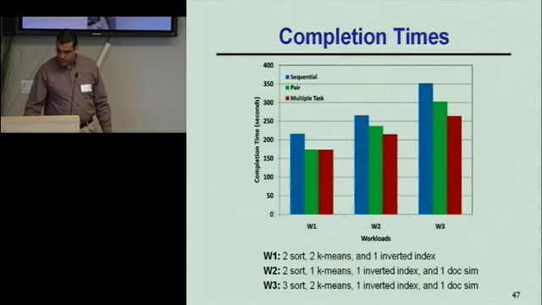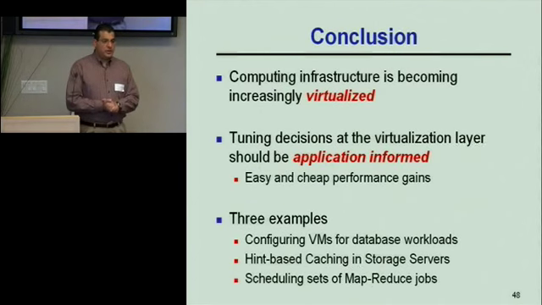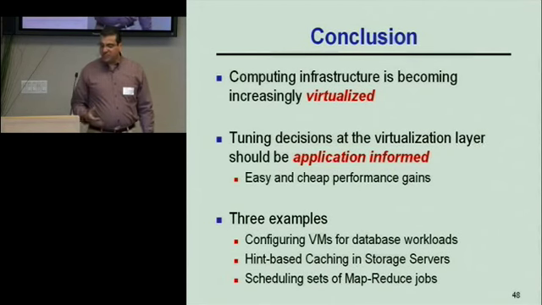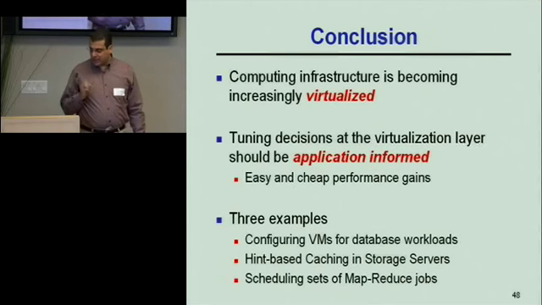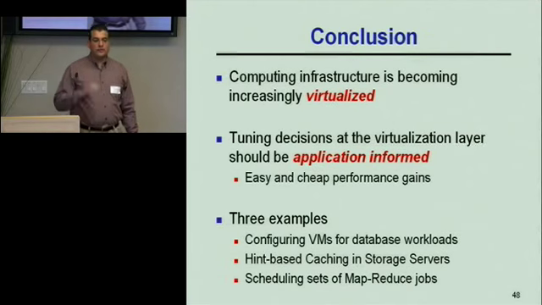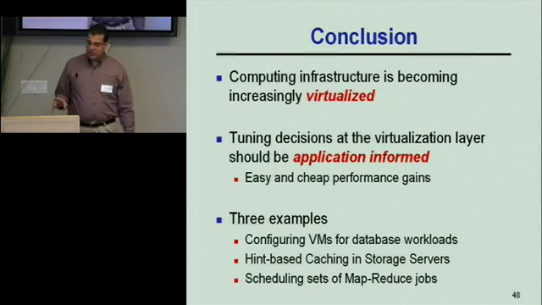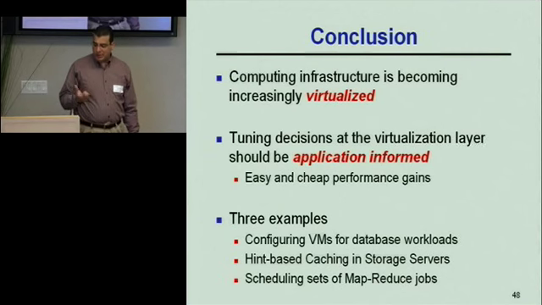So that's it for the third part of my talk. So basically, to conclude, the computing infrastructure we're using is becoming increasingly virtualized, which means that applications are increasingly being run in virtualized environments. We need to make tuning decisions at the virtualization layer and also at the application layer. And what I'm arguing in this talk is that these tuning decisions should be application informed. If you make these tuning decisions in an application informed way, you get easy and cheap performance gains.